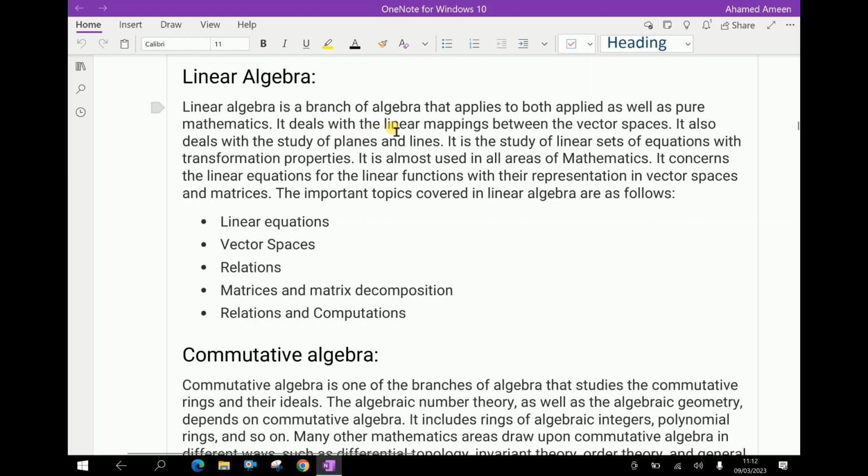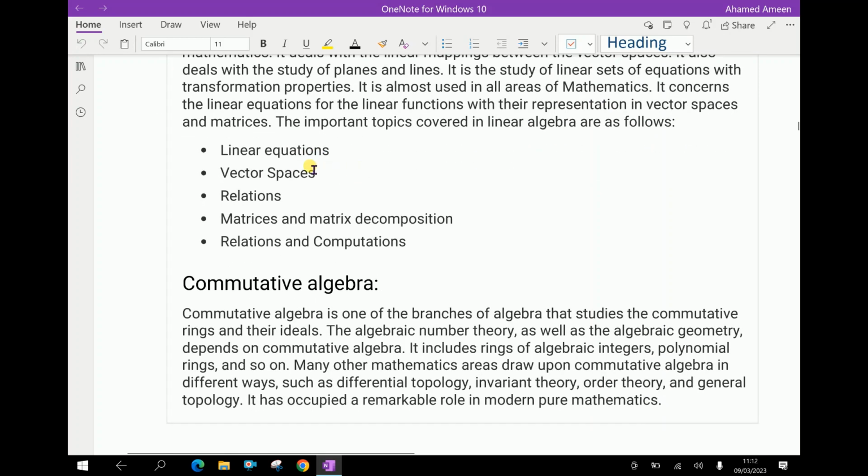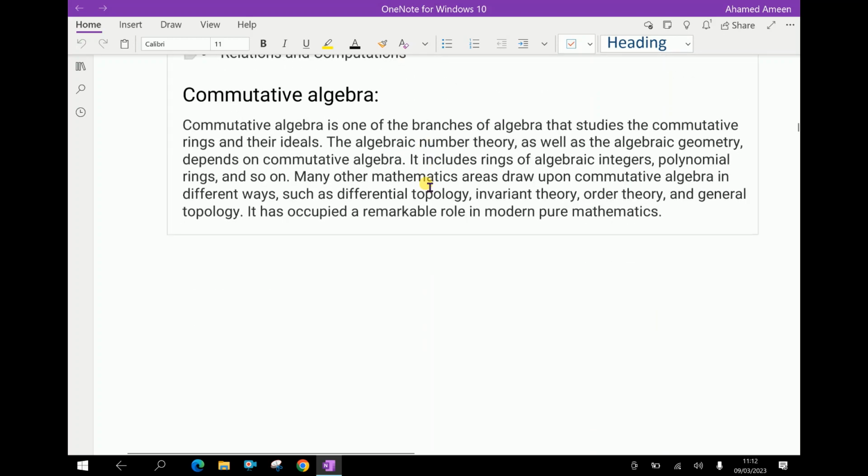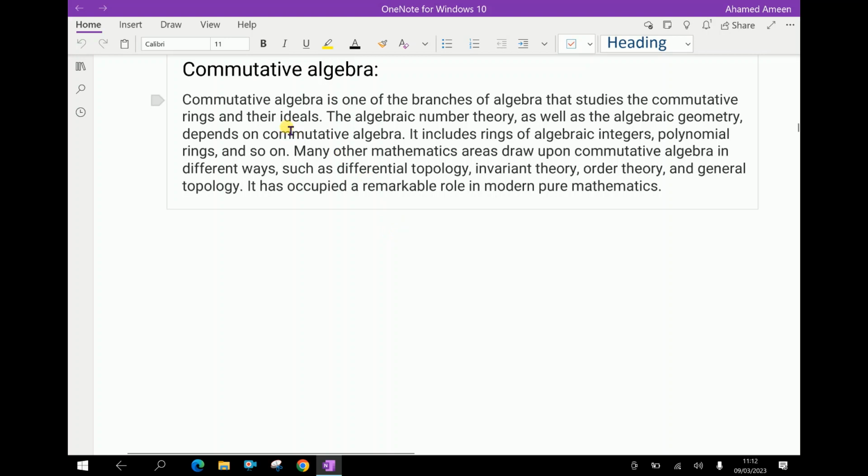Linear algebra is a branch of algebra that applies to both applied as well as pure mathematics. It deals with the linear mapping between vector spaces. It also deals with the study of planes and lines. It is the study of linear sets of equations with transformation properties. It includes linear equations, vector spaces, relations, matrices and matrix decomposition, relation and computations. Commutative algebra is one of the branches of algebra that studies the commutative rings and their ideals.